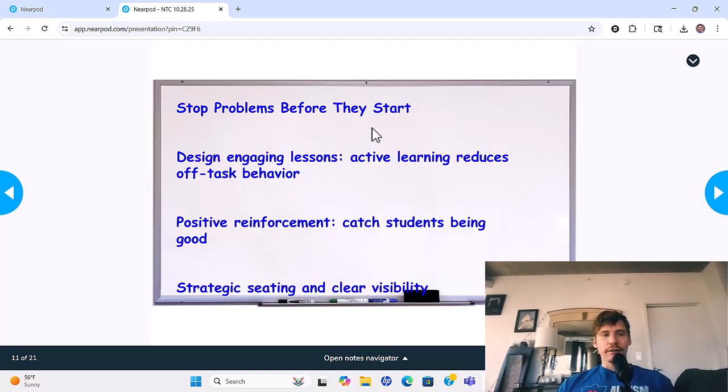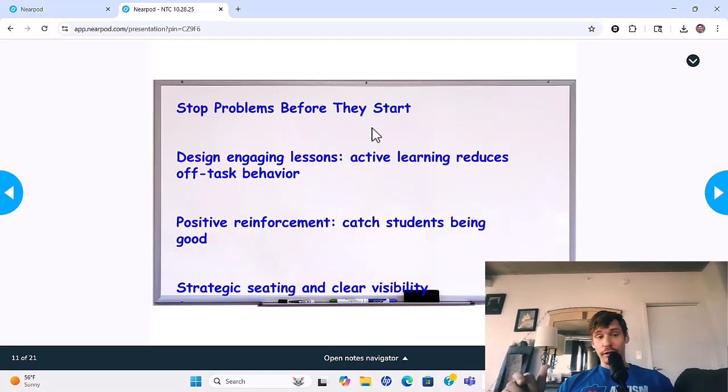Sometimes we do have to be reactive, but it's a lot better to be proactive. So with most behaviors, you're going to want to be proactive about addressing them. So things like students being overly social in class, right? Strategic seating is a way to nip that in the bud, right?